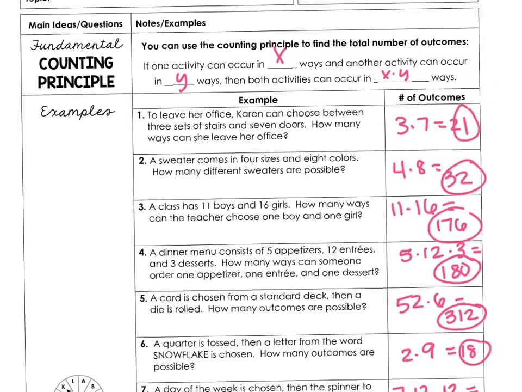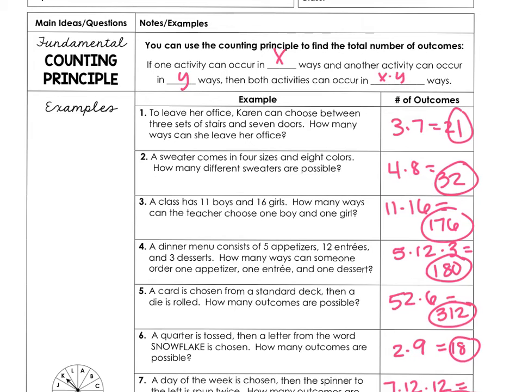So the fundamental counting principle, just to go over it: you are just multiplying the number of outcomes in each activity to get the total number of ways this event or activity can occur. So I'm not going to go over these too in-depth.